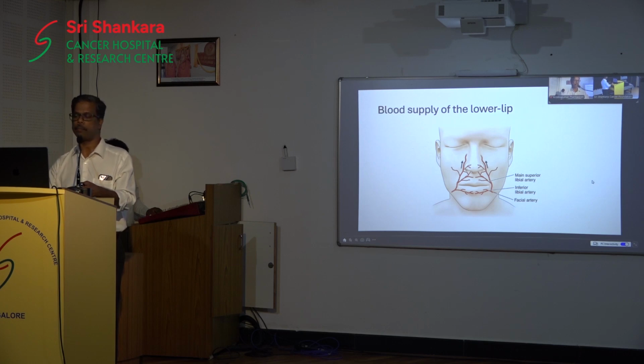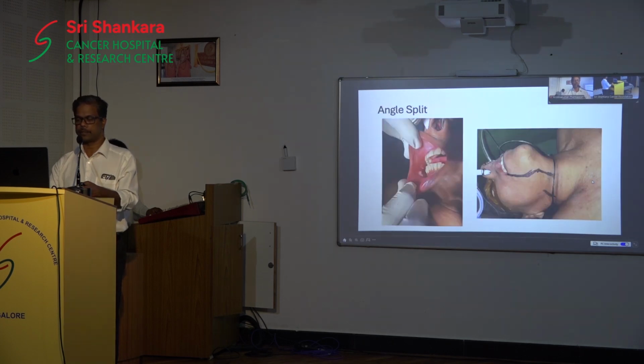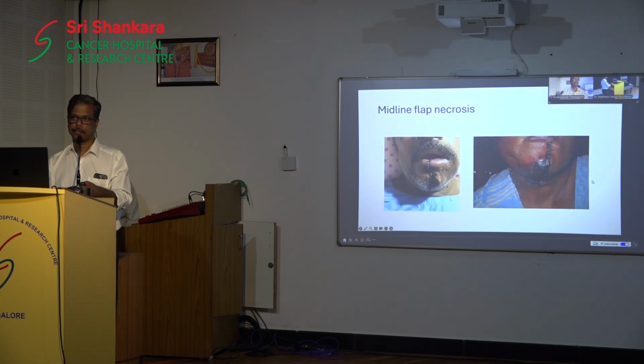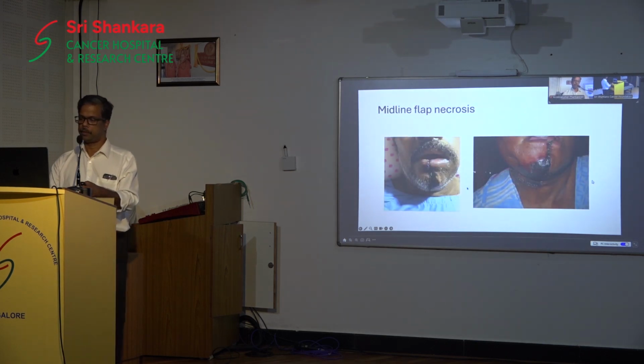So that is the anatomical basis of an angle lip split approach. So that's a tumor there. Here, if the tumor is like this, your resection will be like this, and then the communicating branch may be affected, and then you have to do this sort of approach. Angle lip split. Otherwise, this can be a problem. There will be a necrosis of the midline lower lip split.